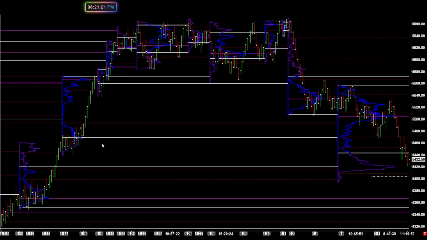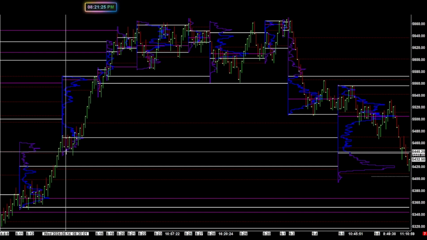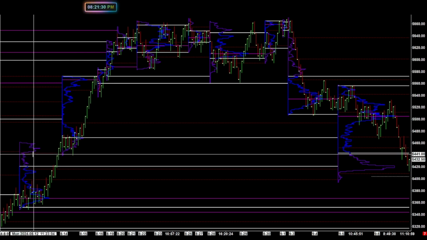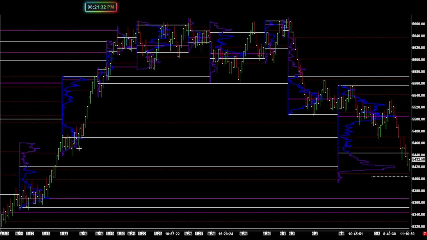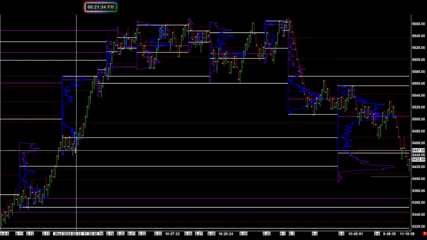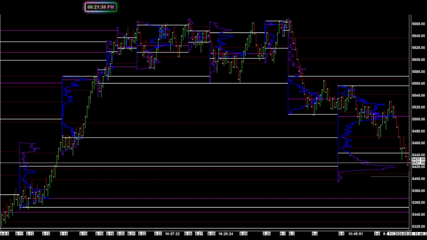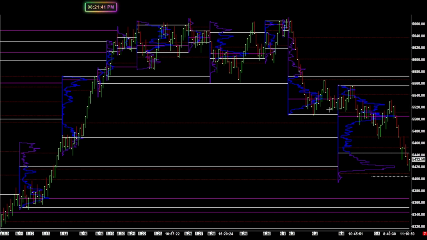Now we're looking at basically the lows of this range. I mean, this profile here and this one are basically connected, right? So it's probably a bit larger. So we got out at the bottom of this as well. So now I'm totally out of the position at this point.